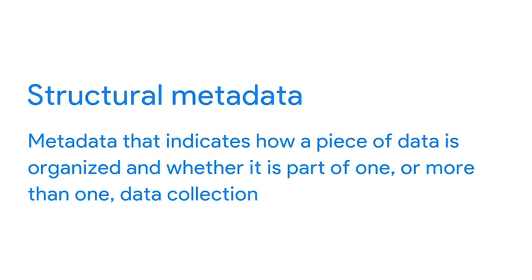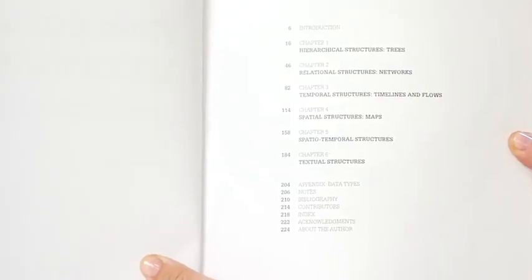Next is structural metadata, which is metadata that indicates how a piece of data is organized and whether it's part of one or more than one data collection. Let's head back to the library. An example of structural data would be how the pages of a book are put together to create different chapters. It's important to note that structural metadata also keeps track of the relationship between 2 things. For example, it can show us that the digital document of a book manuscript was actually the original version of a now printed book. Finally, we have administrative metadata.